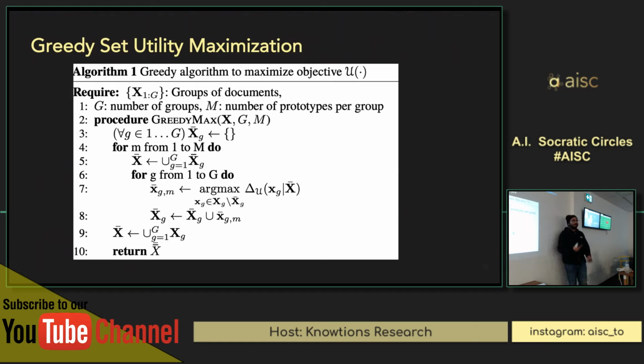Here U is any one of the three objective functions. It basically says we take all the groups, and we assume that we want m prototypes from each. We take one example that is not a prototype yet, and we see how much it increases the score. If it's the maximum, we add it to the set of prototypes, and we iterate until we have reached m over all G groups.